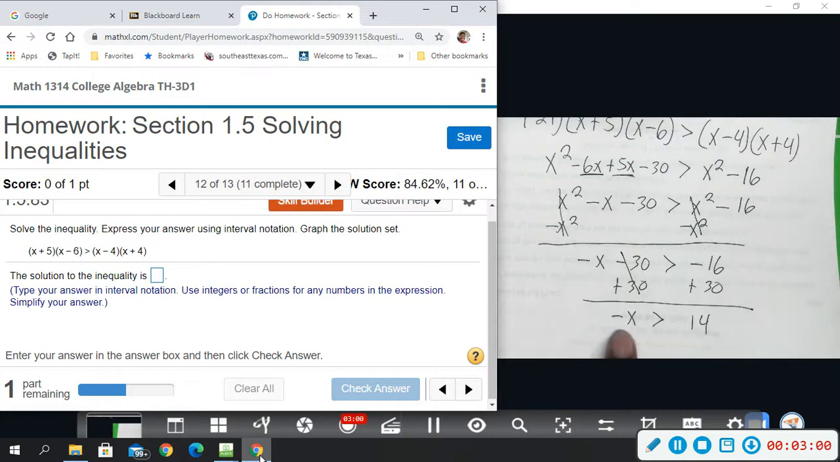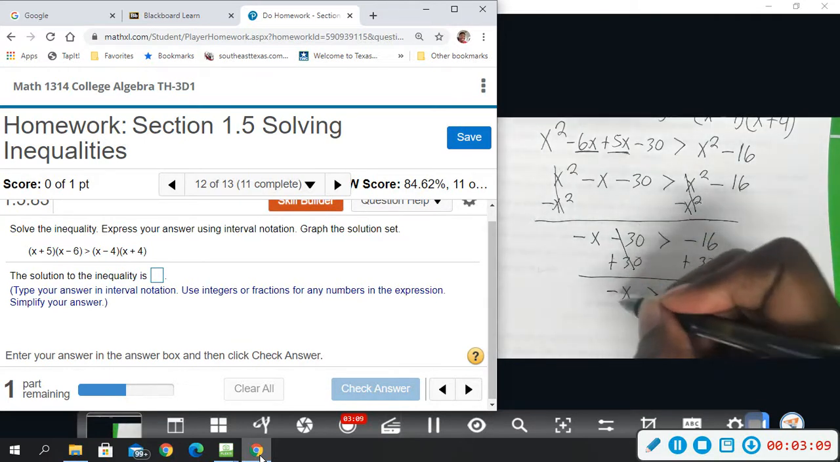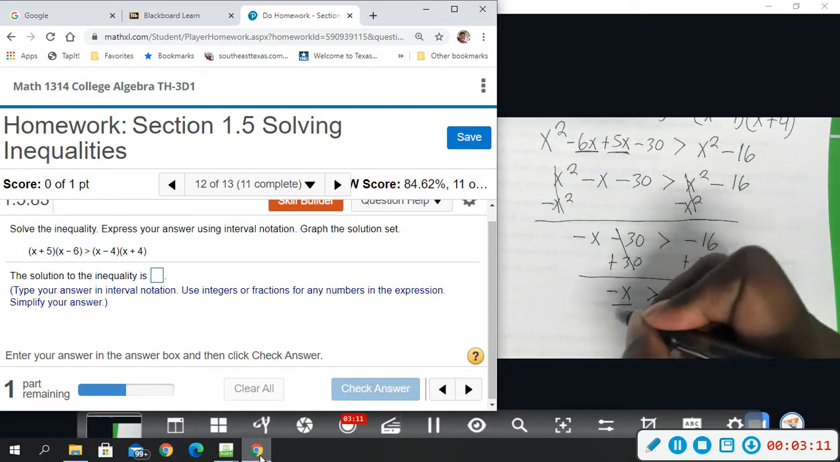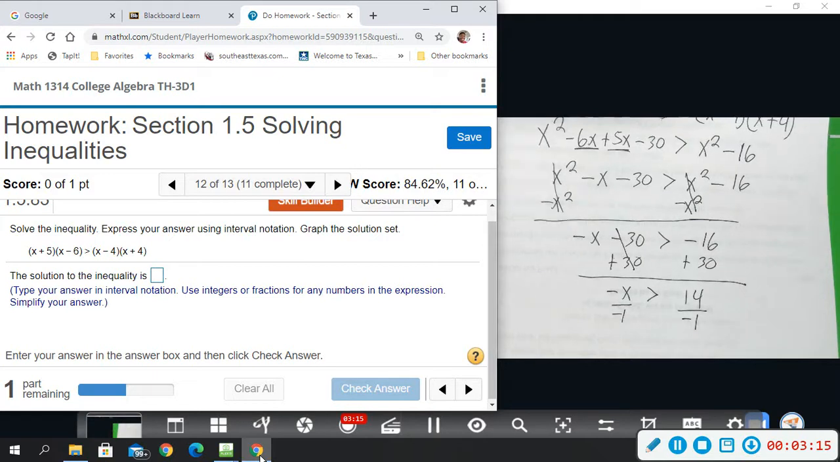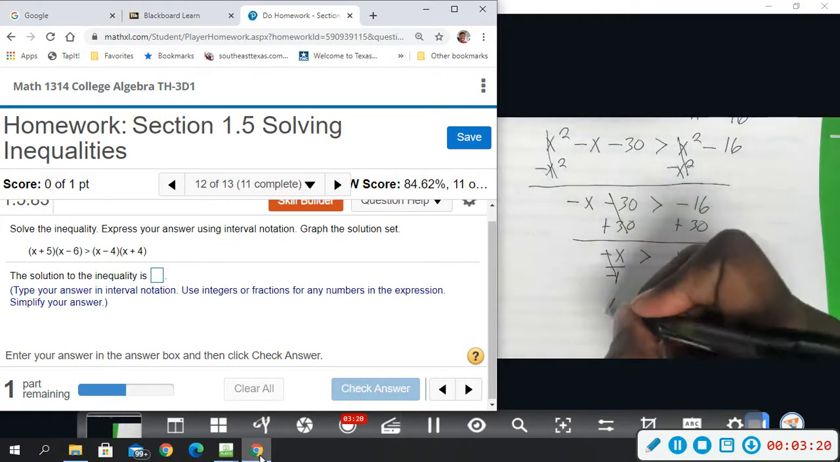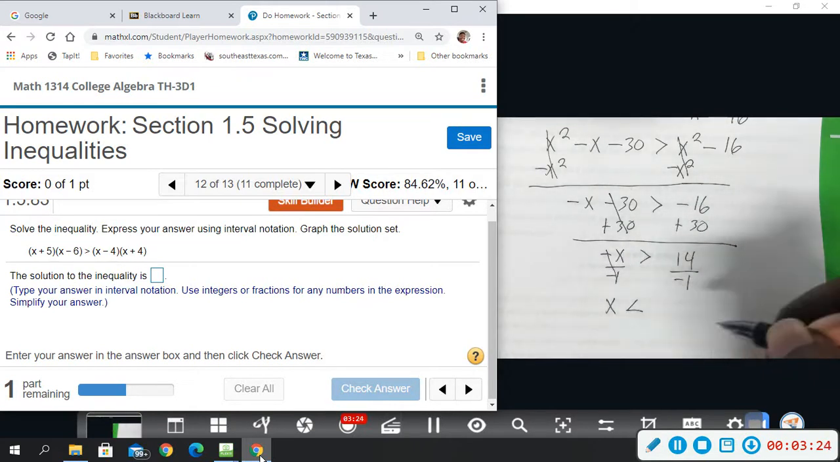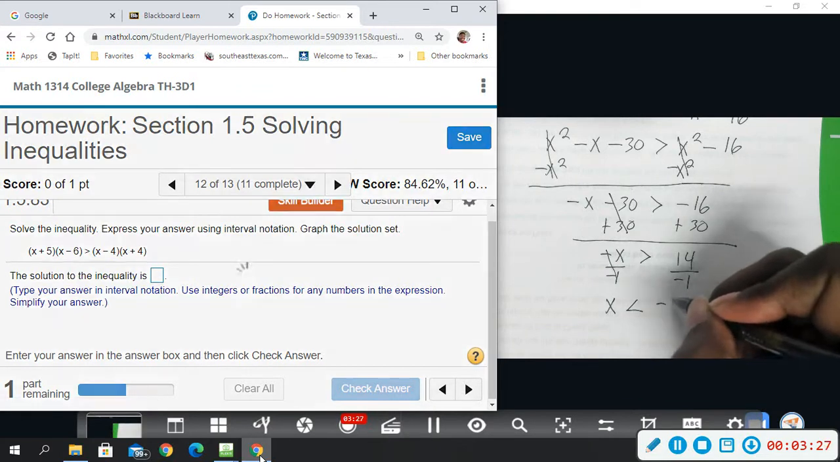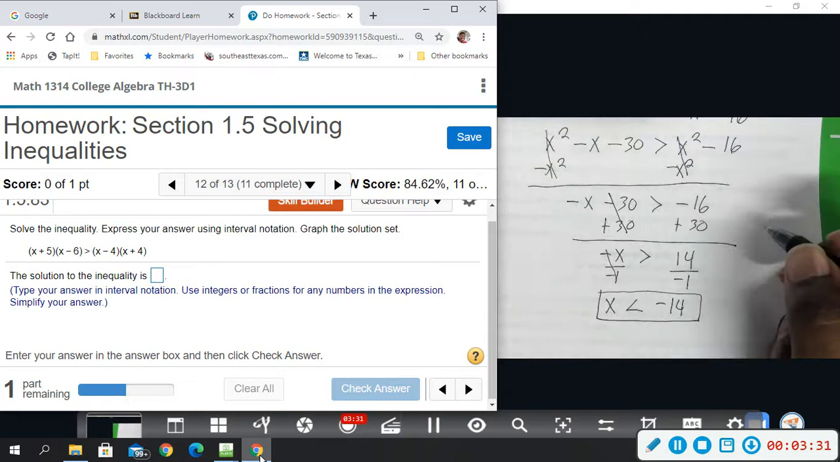Alright, so x cannot be negative. We need it to be positive. So we can say divide by negative 1 or multiply by negative 1. Both of them will change the sign but leave the value the same. So we'll divide by negative 1 on both sides. When we divide by negative 1, that's just 1. So we have x. The sign gets flipped because we divided by a negative. And this now becomes negative 14. So here is our solution.